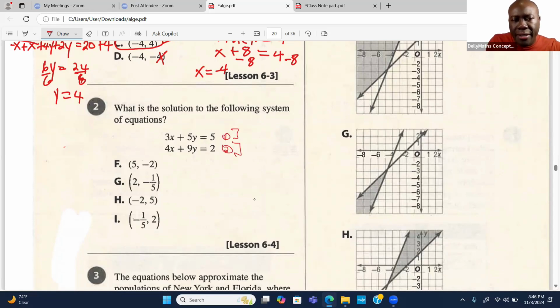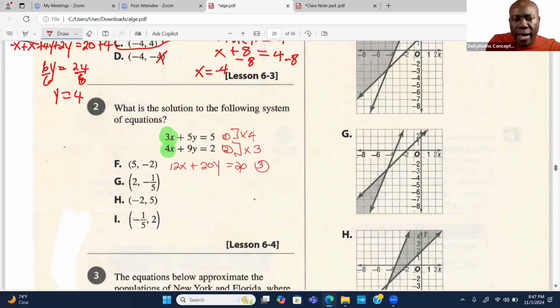I'm going to eliminate the x. So I'm going to focus on the coefficients. There's a 3 in equation 1 and a 4 in equation 2. So I'm going to interchange them. So I'm going to multiply equation 1 by 4 and equation 2 by 3. So let's carry out 4 times 3 is going to give me 12x. 4 times 5, that's going to give me 20y. And 4 times 5, again, this is 20. This is my equation 3.